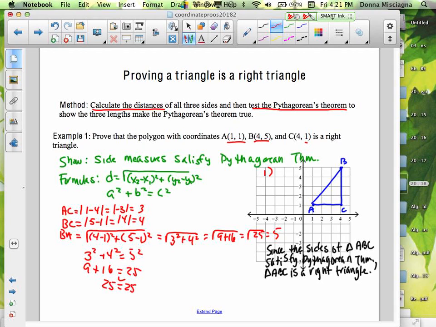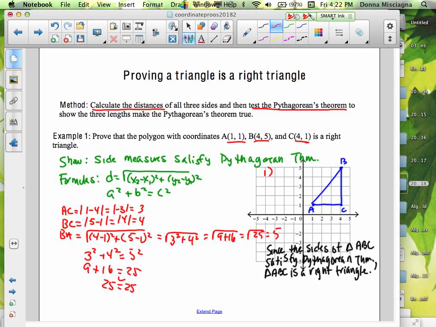And then using the distance formula, we have the difference in the x-coordinates. Our two x-coordinates for AB are 1 and 4, so we have 4 minus 1 squared, and then the difference in the y-coordinates, 5 minus 1 squared. Notice that whatever point we start with for x, we start with that point for y. So 4 minus 1 is 3 squared, 5 minus 1 is 4 squared, and that would be the square root of 9 plus 16, which is the square root of 25, or 5.